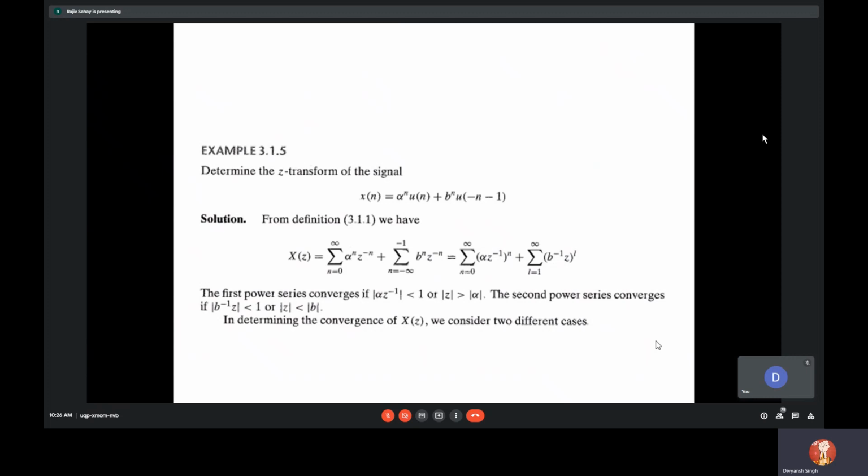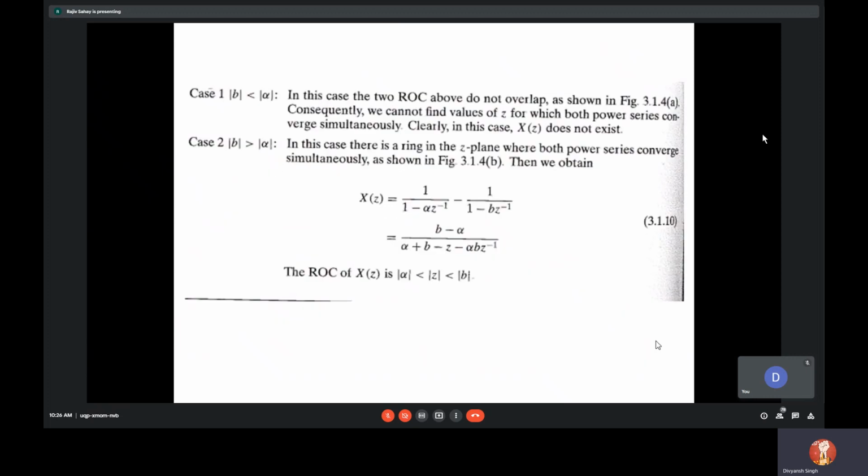So we will have to consider two different cases. In these two cases, first case where mod alpha is greater than mod beta, the ROCs will not overlap, and so the Z transform does not exist. For the second case, there is an annulus ROC.